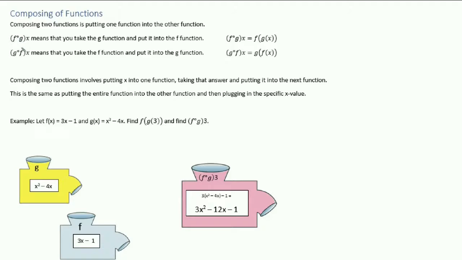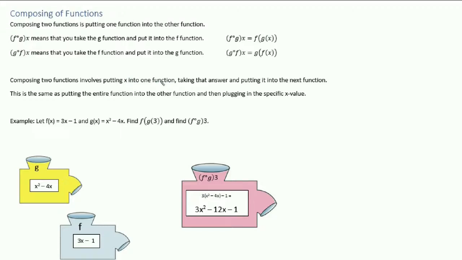And if you write it in the other way, g composed with f, that means you put the f function inside the g function. That's what this is showing here. F composed with g of x is the f function with the g function inside it. And so composing two functions involves putting x into one function, so taking some value, x, maybe 7, maybe negative 9.